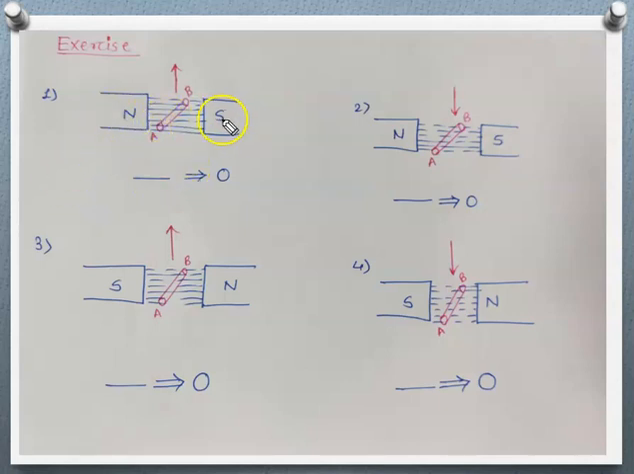Here the north pole is there, the south pole is there. So what will be the direction of magnetic field? This will be the direction of magnetic field, from north to south pole. And this upward arrow indicates the direction of motion. It indicates that the conductor is moving in the upward direction.